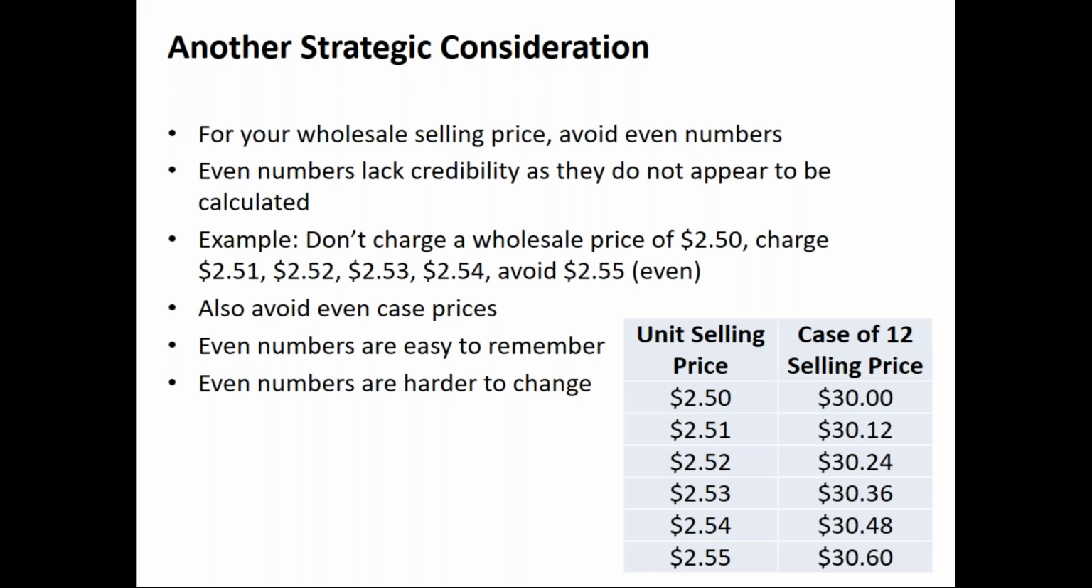And when you're dealing with wholesalers, it is much more credible if you have weird numbers. So as illustrated in the chart here, if you've got a case of 12 and then at this unit price, you get 30 bucks even. And like I say, that's really hard to change. People remember that, it sticks in their mind, especially if that's the price for a year or 2 years. But if you make it a weird number, then it's so much easier to change.